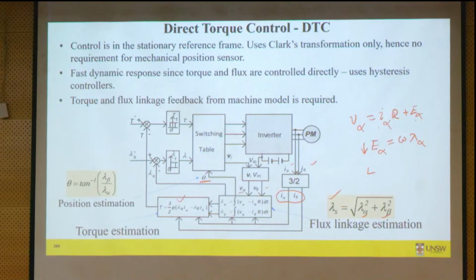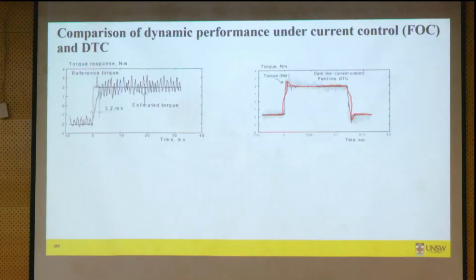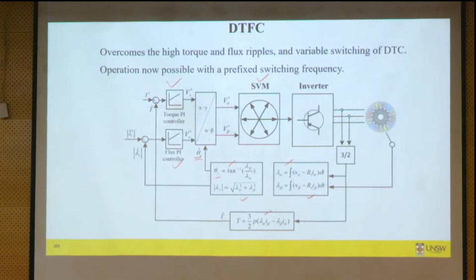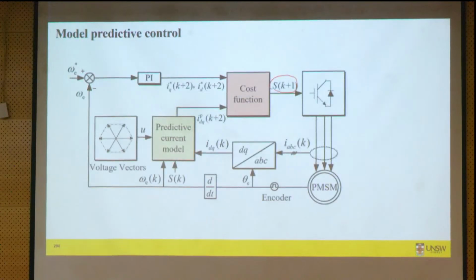Here we have flux linkage, but in model predictive you have to predict the current. So you have to predict I alpha, I beta prediction based on the model, right? So if we go back to MPC, this will be then your alpha beta transformation, and these will be alpha current and beta current.